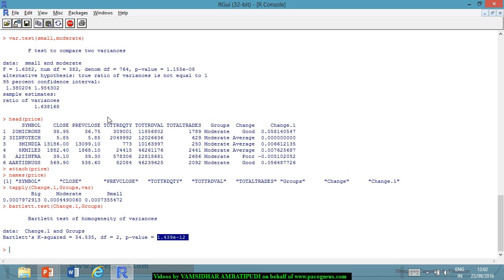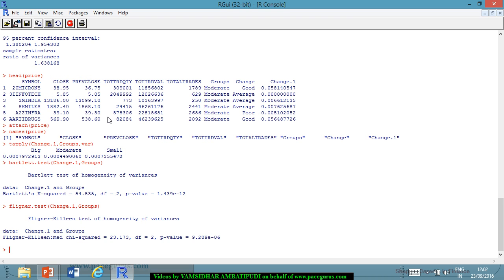Now the same logic I can go with the Fligner-Killeen test. I'll use another test called the Fligner-Killeen test, again doing the same thing, change.1. I'm trying to compare it across the groups. Now here also, the way it is computing, here it is computing based on the chi squared.